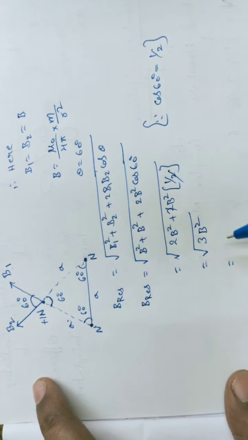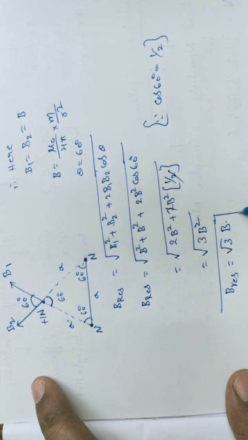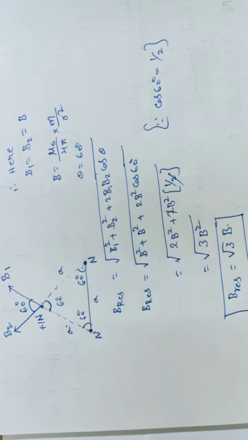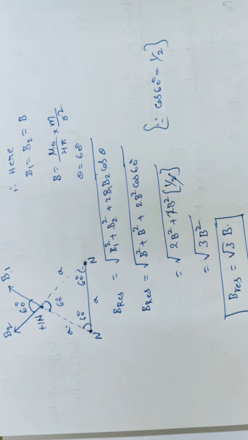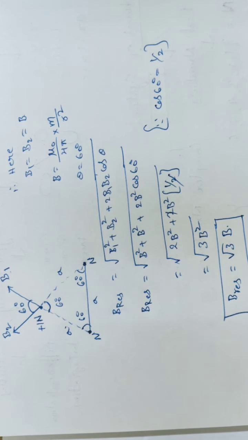Therefore here the value is root 3 times b, so this is the b resultant value. So we have identified here that b resultant is equal to root 3 b. B is the result for us. Okay students, have you all observed or not? Okay, right. Next, one more application we will think about now.